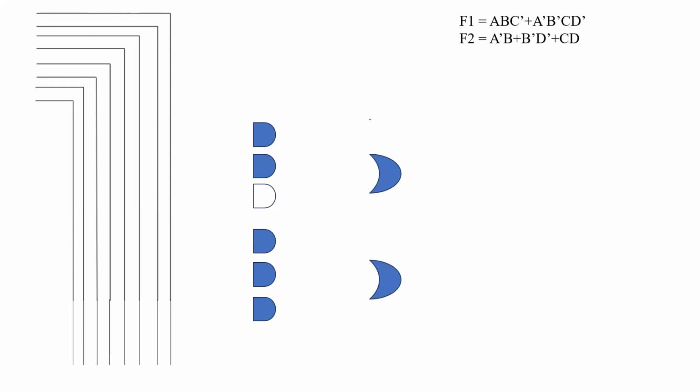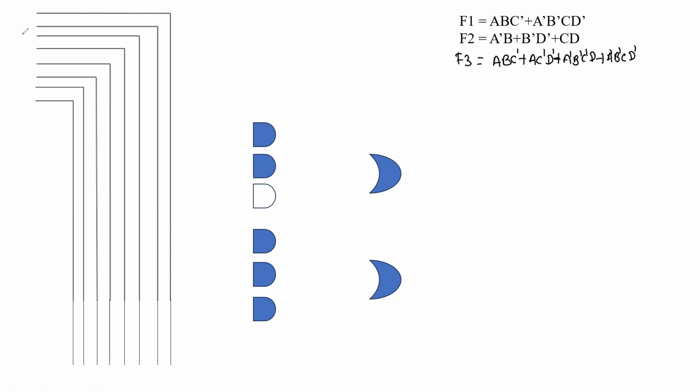Now in this again we have three functions F1, F2, F3. This is F3. In this F3, we have four product terms: A B C dash plus A C dash D dash plus A dash B dash C dash D, and the fourth term A dash B dash C D dash. That we have already seen.